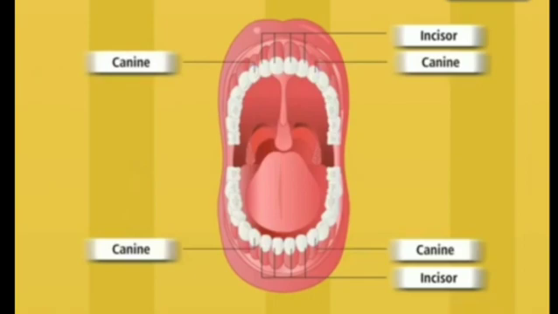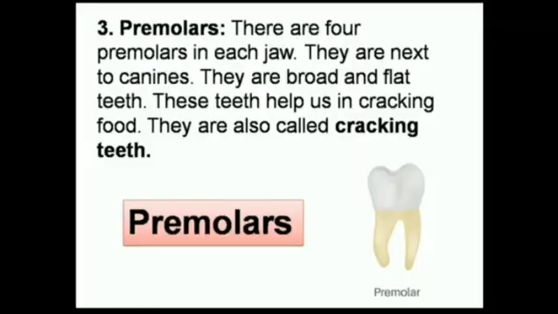Now let us talk about the third type of teeth in our mouth. As I told you about the canines, there were 4 in number, 2 in each jaw. Now next to each canine, there are 2 broad and flat teeth. They act as nut crackers.